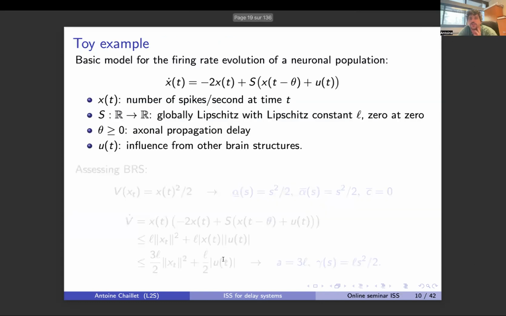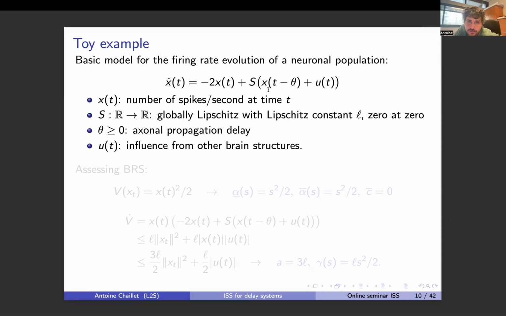Okay, so let me illustrate this on a very toy example, but to tell you the truth, it is how I came to time delay systems. I had some neuroscience applications, and some delays are involved due to axonal transmission, and that's how I got interested in the theory of time delay systems. Anyway, it's a very basic model of the evolution of the firing rate of a neuronal population. So x of t is the number of spikes per second emitted by the neuronal population at time t. You have a nonlinear function s, which is globally Lipschitz, and I call L the Lipschitz constant, and it has to be 0 at 0. So think of this model as recentered at 0 around an equilibrium point.